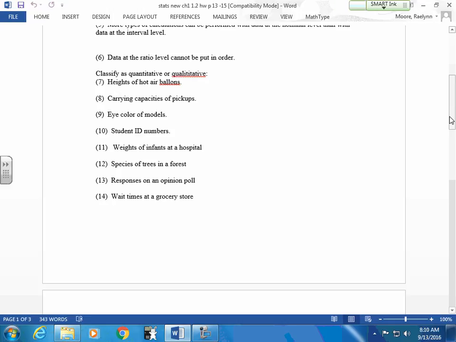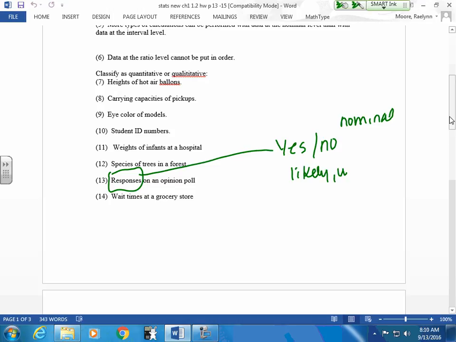This one is tricky. If I say yes or no, this is nominal. Either way, it's qualitative. If I say likely, unlikely, this is my opinion poll, right? Are you likely to vote for this guy for president? Likely, unlikely, somewhat unlikely, never going to happen. This is ordinal, but it's still qualitative.